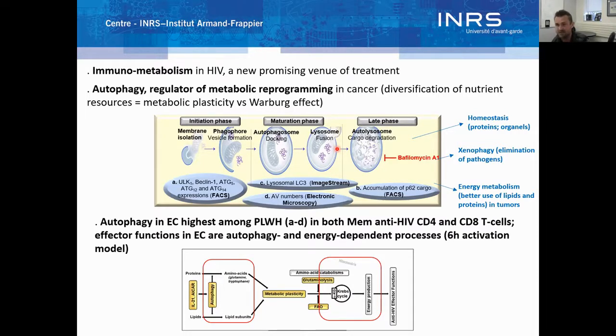In our hands, we use a 6 hours activation model where we had 2 kinds of activation. Either we activated the overall memory population with anti-CD3, anti-CD28, or we decided to use a pool of GAG peptides to stimulate the HIV-1 clones. But today, I am going to show you some metabolic assessments that we did. Due to the fact that we need a lot of cells to do those measurements, I am going to show you what was done with memory CD8 and memory CD4 activated polyclonally.